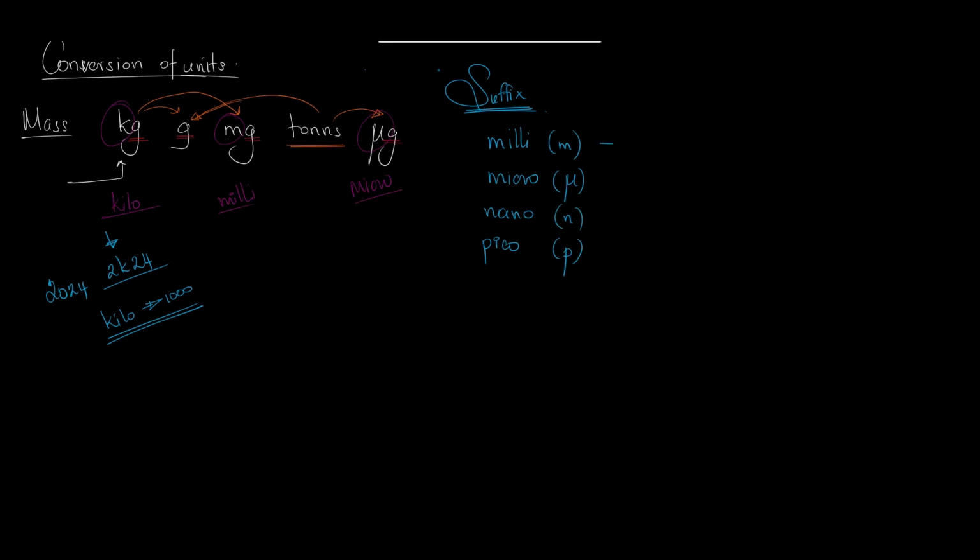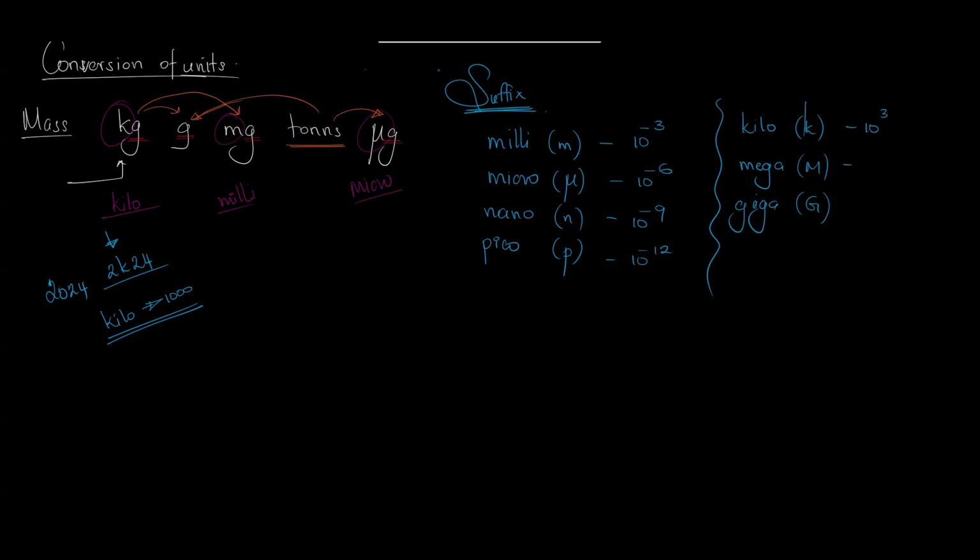So what do they represent? Milli is 10 to the power of minus 3, micro is 10 to the power of minus 6. It is quite easy to remember. It is milli, micro, nano, pico: 10 to the power of minus 3, minus 6, minus 9, and minus 12. Similarly, we have suffix for kilo, we have mega, we have giga, we also have tera, but don't worry about tera. Capital M, capital G, simple K. So kilo is 10 to the power of 3, mega is 10 to the power of 6, giga is 10 to the power of 9.